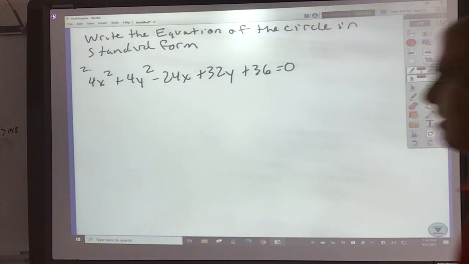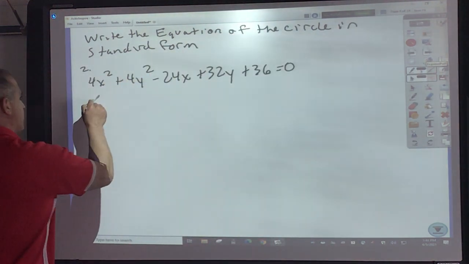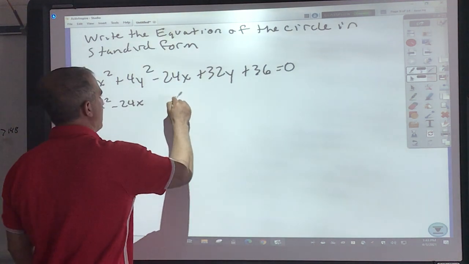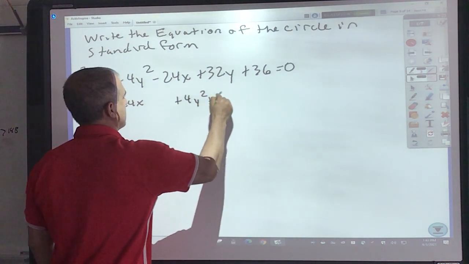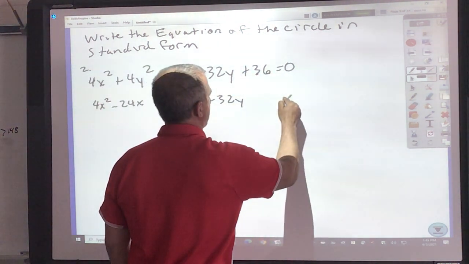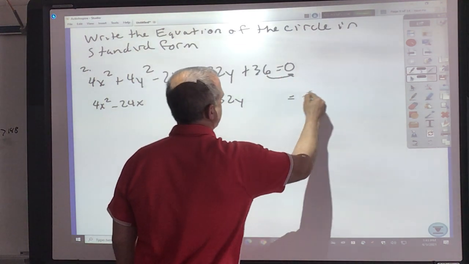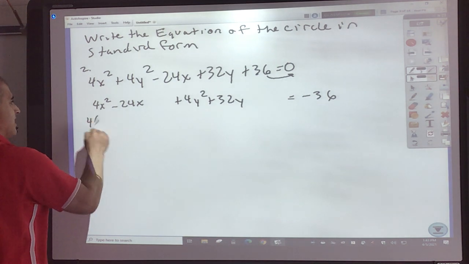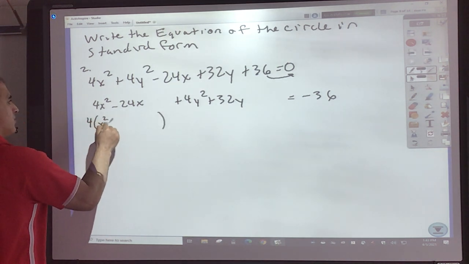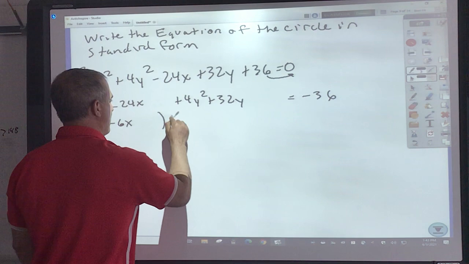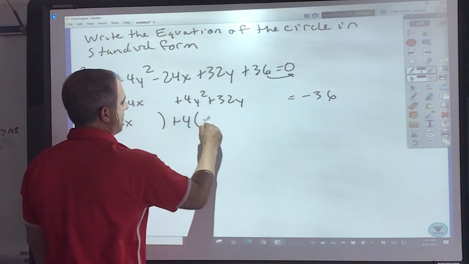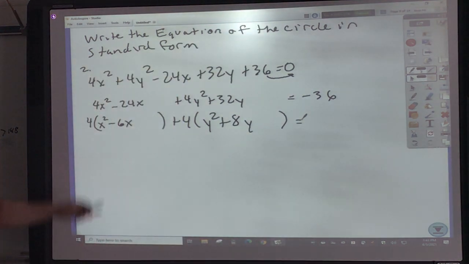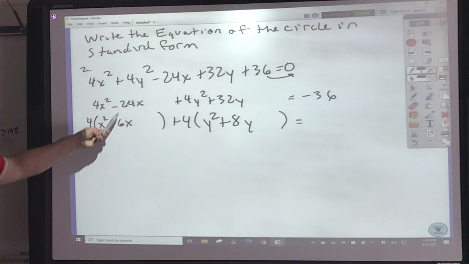All right? So what I want to do is group the x's, group the y's. I want to move this number over to the other side, so if it's positive 36, it becomes negative. Now, when I have this 4 here, what I want to do is take that 4 out. That would become x squared minus 6x. I want to take this 4 out. This will become y squared plus 8y equals negative 36. So if you take that, divide both of those by that.